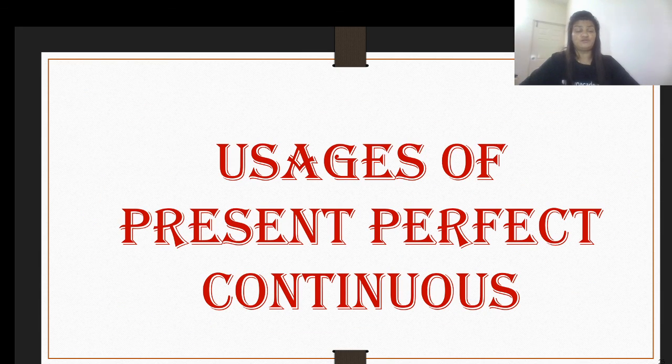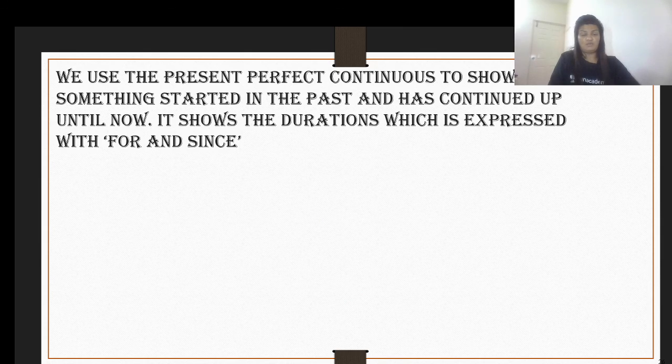Now let us move on to the usage of present perfect continuous. Where do we use the present perfect continuous? Well, let us begin with the first one, which is we use the present perfect continuous to show that something started in the past and has continued up until now. It shows the durations, which is expressed with for or since.